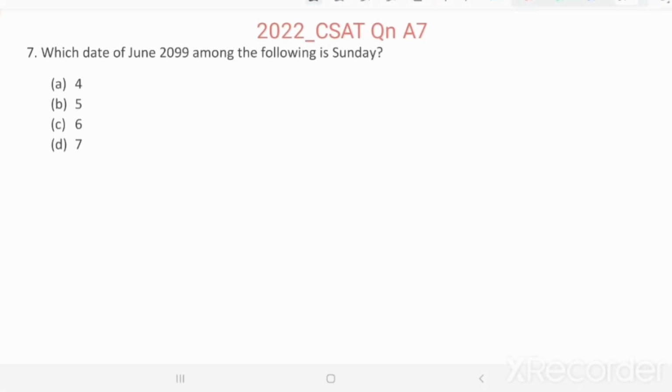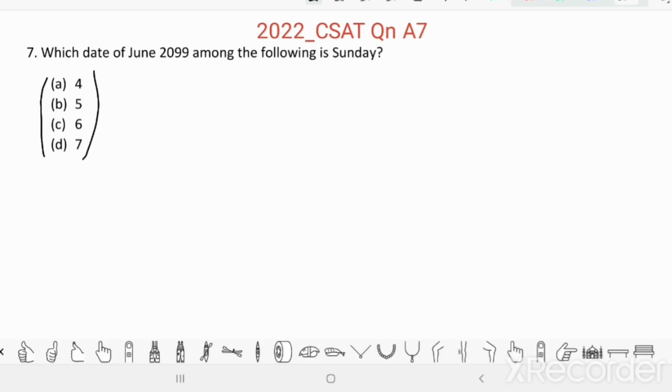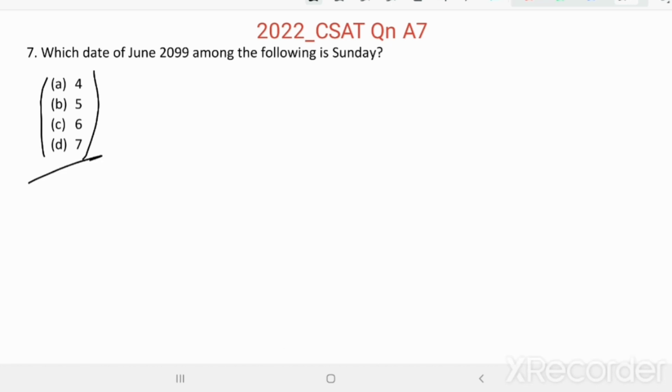Question number 7. Which date of June 2099 among the following is Sunday? Here we have 4 options. 4th June, 5th June, 6th June and 7th June. We want to find which among these dates is a Sunday.